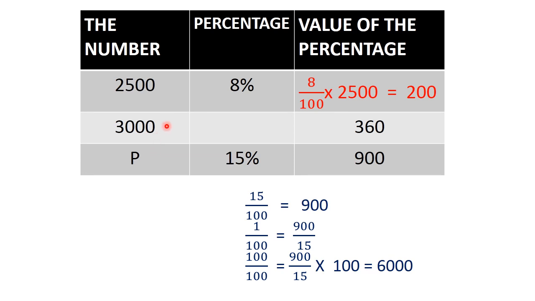Second type, the basic whole value and the value of a certain percentage is given. You need to find which percentage. 360 is which percentage of this amount? Then first you need to write this 360 as a fraction of the whole value. This is the 360 as a fraction of the whole value. Then convert the fraction into percentage.